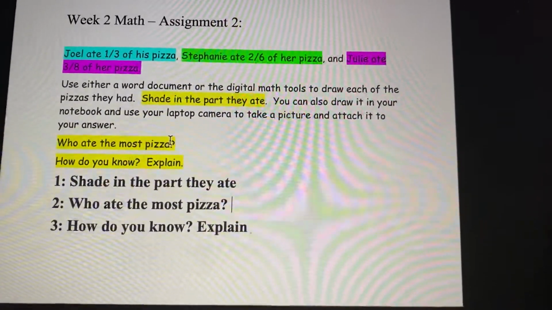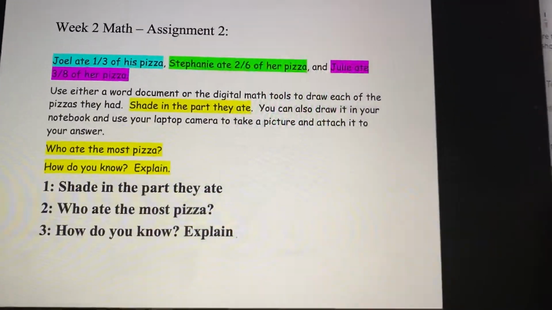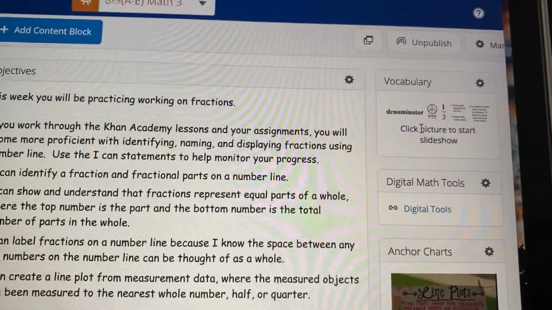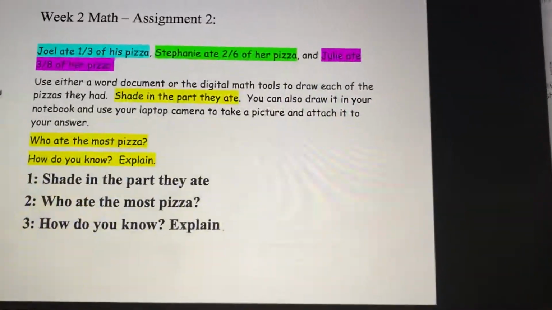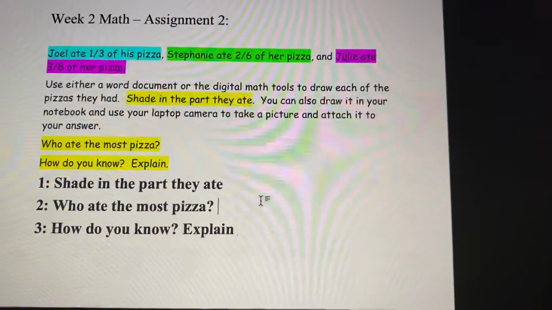Again, use your notebook, or you can do it here on this page if you want to. You can also use the digital tools, which are on the right-hand side, right underneath vocabulary. So you have a lot of resources that you can use. And you are more than welcome to use your flip book to write your explanation.